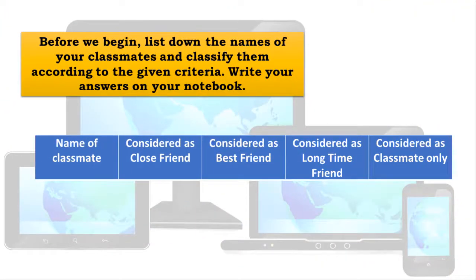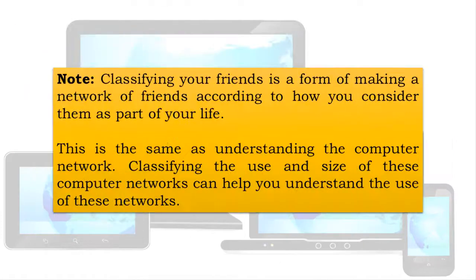Before we begin, list out the names of your classmates and classify them according to the criteria. Write answers on your notebook. Classifying your friends is a form of making a network of friends. It is like classifying the computer network according to use and size in order to understand them.